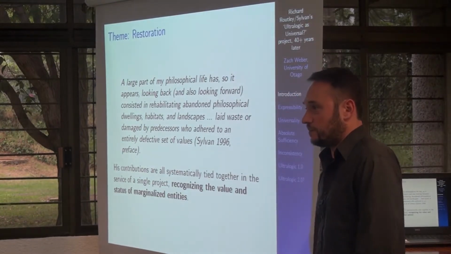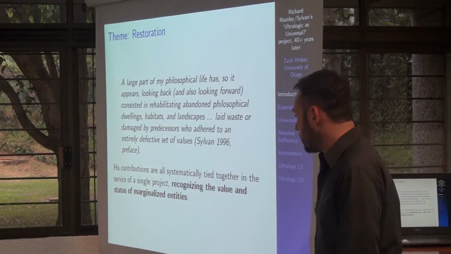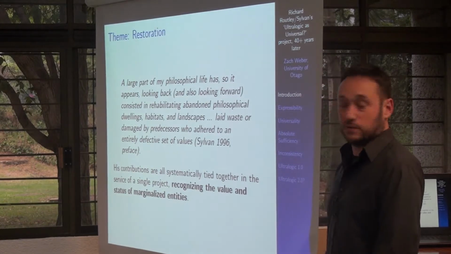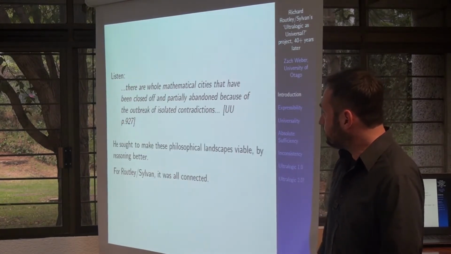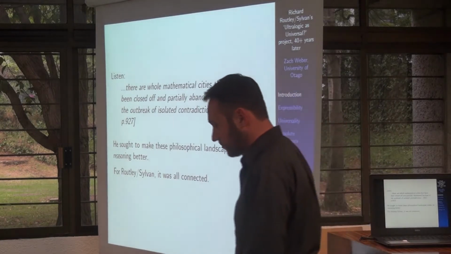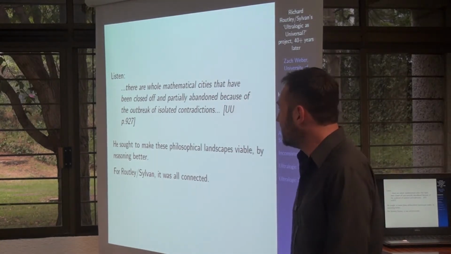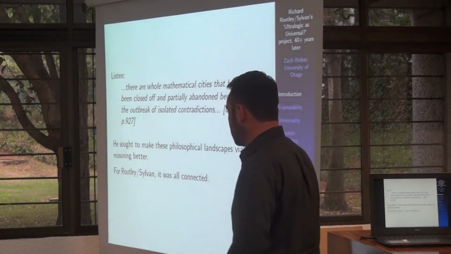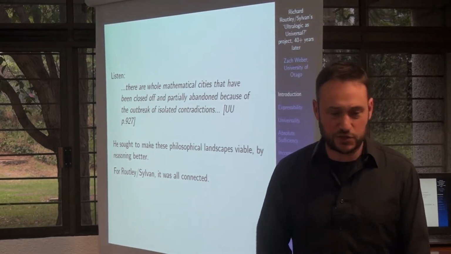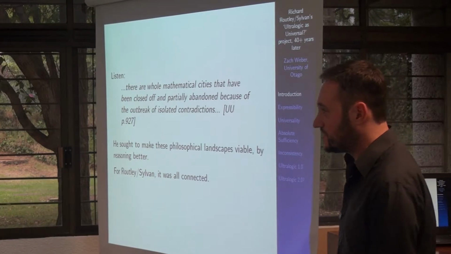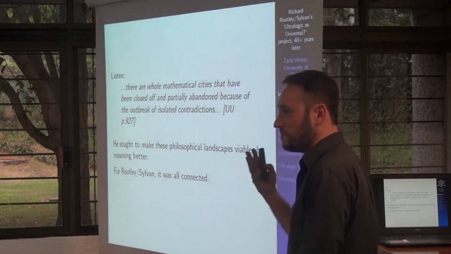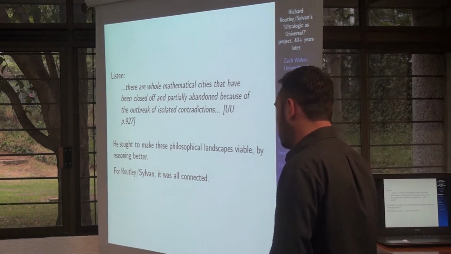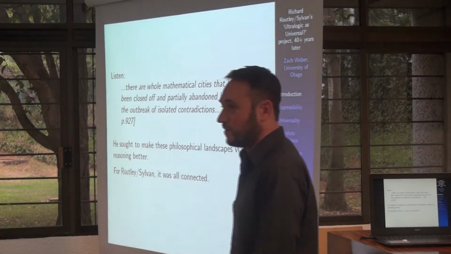So if something binds all of his work together, it's something like recognizing the value and status of marginalized entities. Because let's listen to him in Ultralogic. He says, there are whole mathematical cities that have been closed off and partially abandoned because of the outbreak of isolated contradictions. So he sought to make these philosophical landscapes viable, and he sought to do it in this super old-fashioned way that goes back to Socrates and Buddha. He thought that if we just could think better about things, we would live better. Gosh, it's like what Socrates would say if he believed in contradictions and lived in the forest.